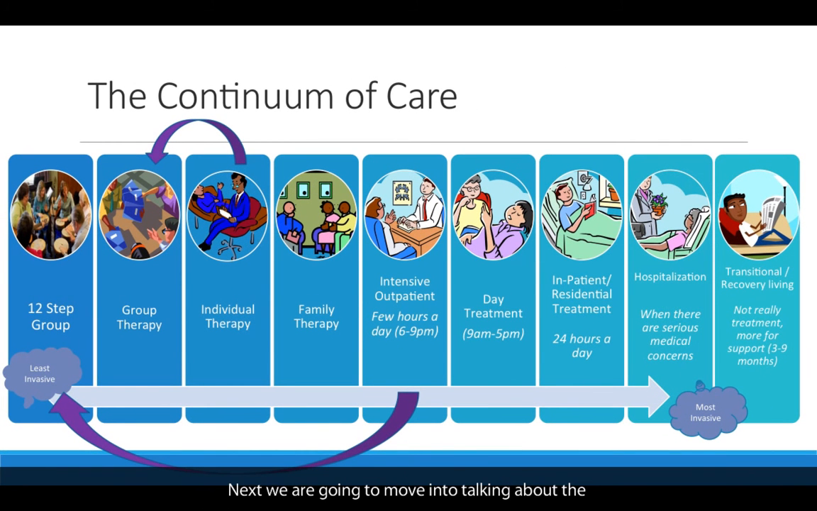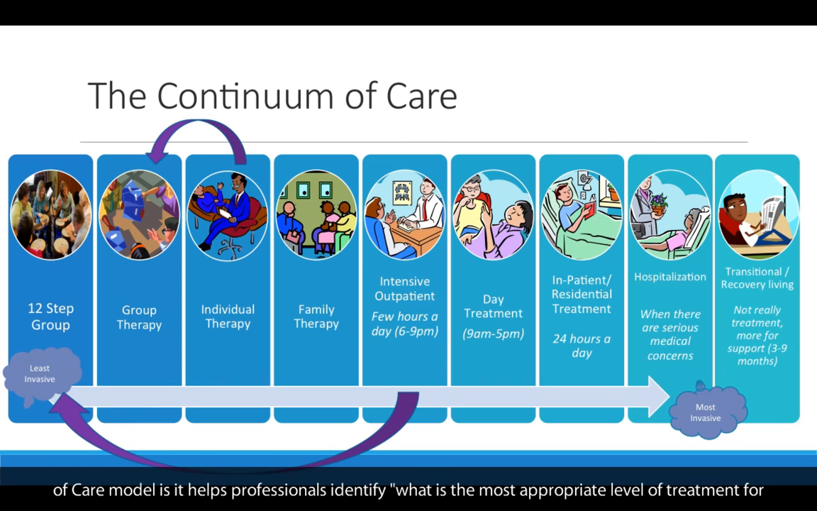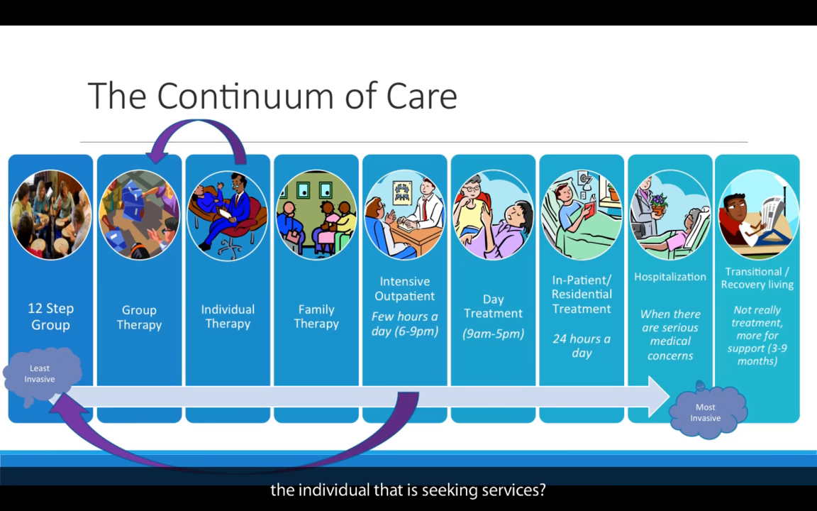Next, we're going to move into talking about the Continuum of Care model. What is important with the Continuum of Care model is that it helps professionals identify the most appropriate level of treatment for the individual that's seeking services. A level of treatment should be assessed on an individual basis, and it really should take into consideration numerous different factors based on that individual. And what we're looking at here is what's going to be the best level of treatment for success that is least invasive of the client's time.